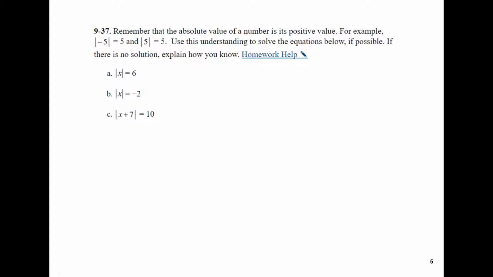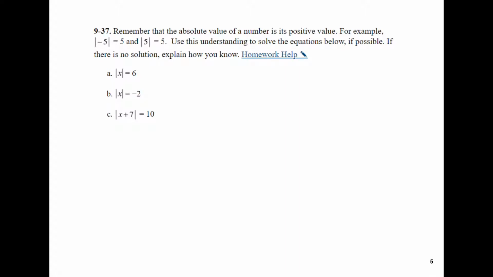9-37 says, remember that the absolute value of a number is its positive value. For example, the absolute value of -5 equals 5, and the absolute value of 5 equals 5. Use the understanding to solve the equations below, if possible. If there is no solution, explain how you know.